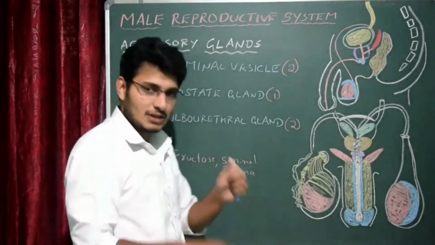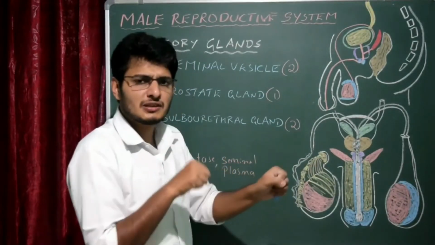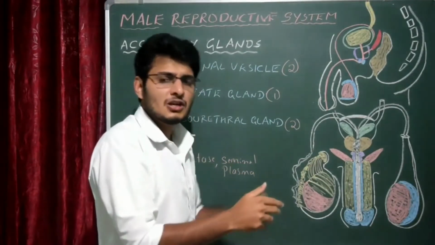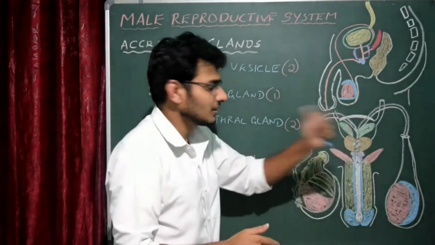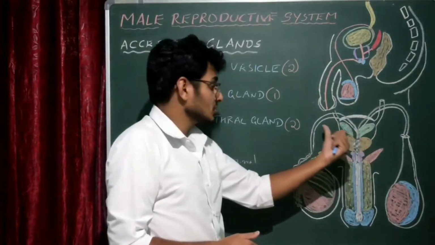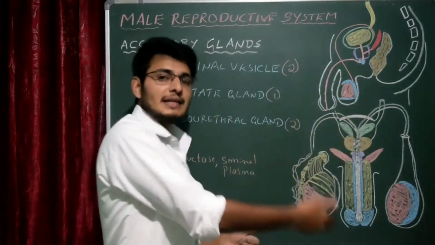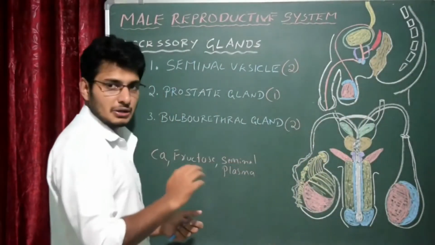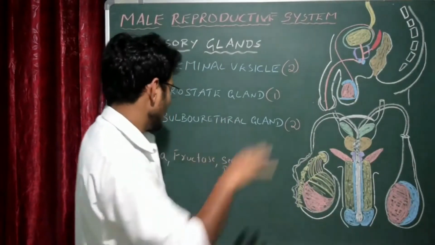Okay, so that is actually a regulatory mechanism. When sperms are released, urine will be stopped. Urine will not enter here. When urine is produced, obviously the sperms are not released. So that is the regulatory mechanism. We'll talk in the NEET class how exactly.